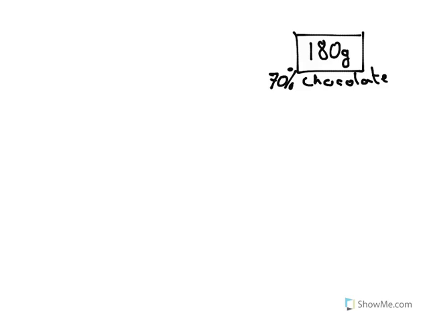Right, question 1 is we've got 180 grams of chocolate, and it's 70% cocoa beans in the chocolate. And the question is, how many grams of cocoa is that? So we take our 180 grams and multiply by 70%, which we know is 0.7. It's the calculator paper, so you've got your calculators for this.